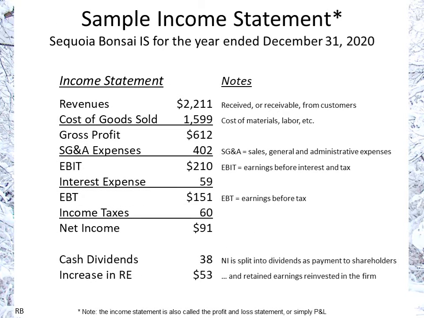The income statement, we have revenues, cost of goods sold. That gives us our gross profit. Then we have sales, general and administrative expenses, operating income or earnings before interest and tax, then interest expense, earnings before tax, then the tax, and then we have our net income. The net income is split into two, the cash dividends and the amount of earnings that are returned. So that's the additions to retained earnings that we'll see on the balance sheet.